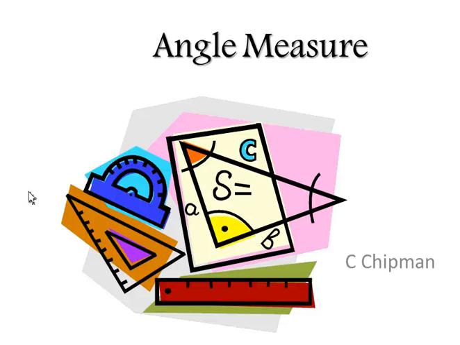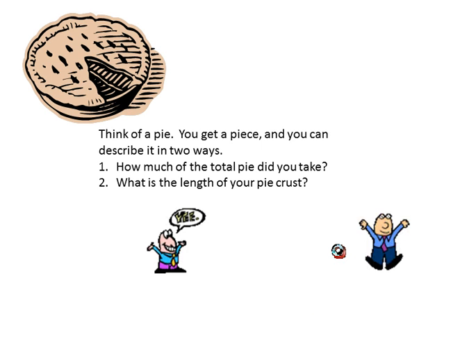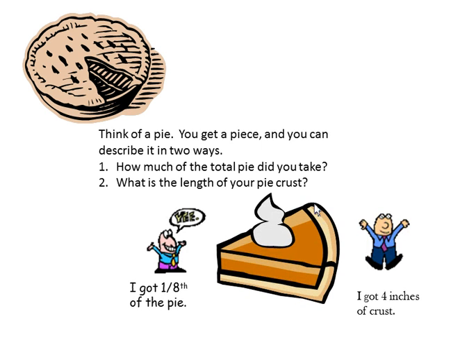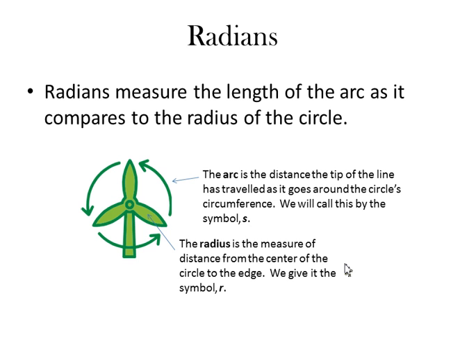Hello again, pre-calculus students. Let's go back to angle measure and back to our example with the pi. Now this weird character on the right was talking in terms of pi crust. Why would anybody want to measure an angle in terms of the crust? Well, this is what we do when we talk about radians. Radians measure the length of the arc, which is how far we've gone around the edge, compared with the radius of the circle.